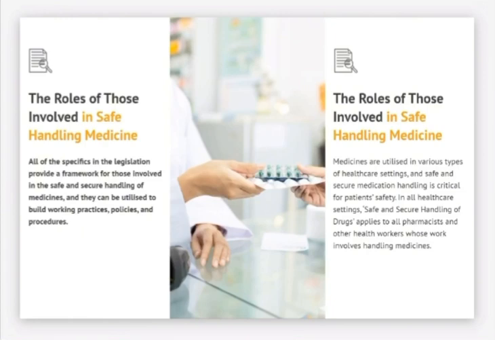The roles of those involved in safe handling of medicine. All of the specifics in the legislation provide a framework for those involved in the safe and secure handling of medicines, and they can be utilized to build working practices, policies, and procedures. Medicines are utilized in various types of healthcare settings, and safe and secure medication handling is critical for patient safety. In all healthcare settings, safe and secure handling of drugs applies to all pharmacists and other health workers whose work involves handling medicines.